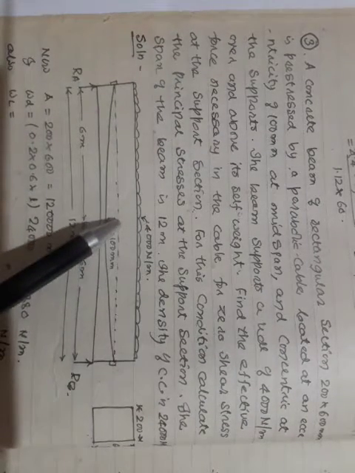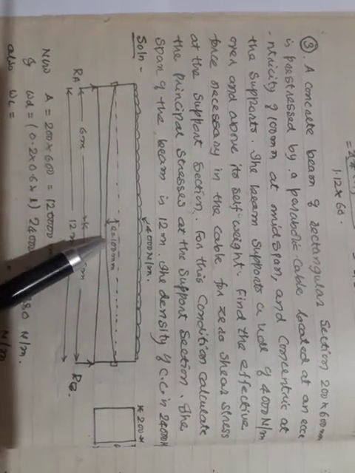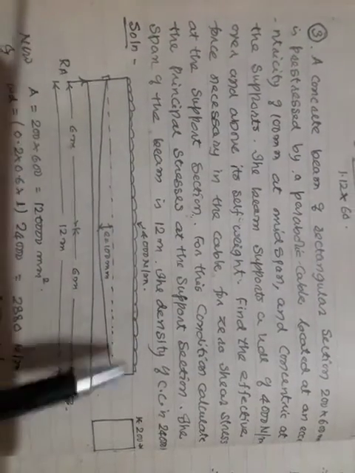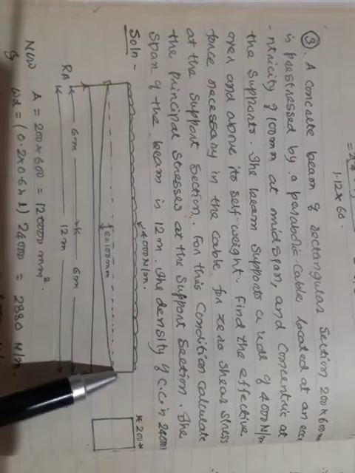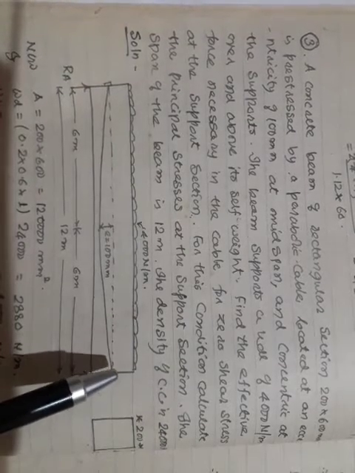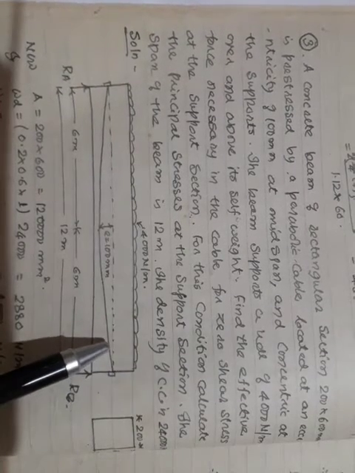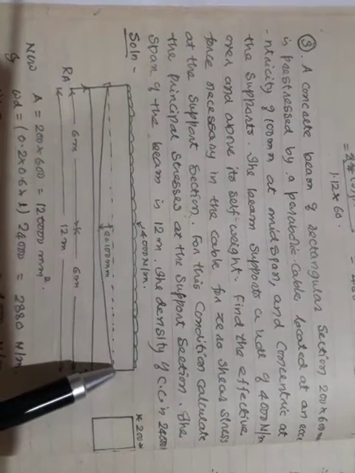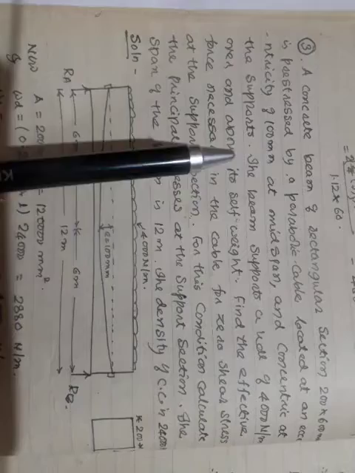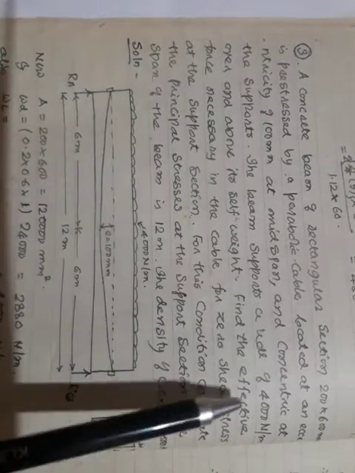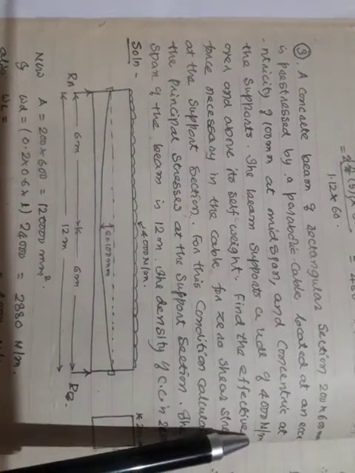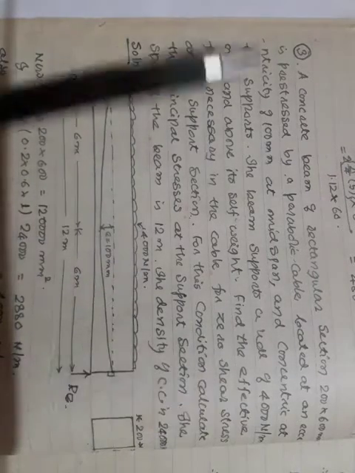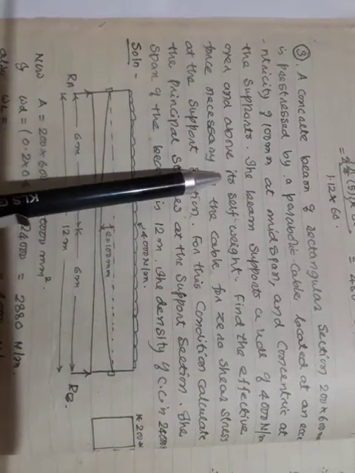At the center it has an eccentricity of 100 mm, and at the ends it is concentric. Concentric means eccentricity is 0, it exactly coincides with the CGC. So eccentricity is 0 at the ends. The beam supports a UDL of 4000 Newton per meter, in addition to its self weight.